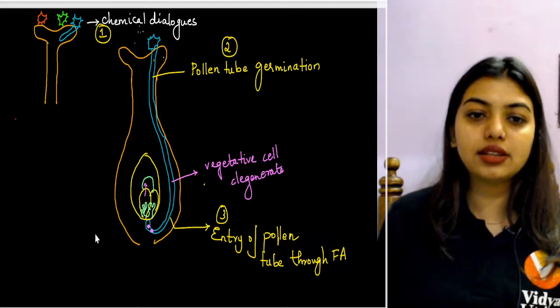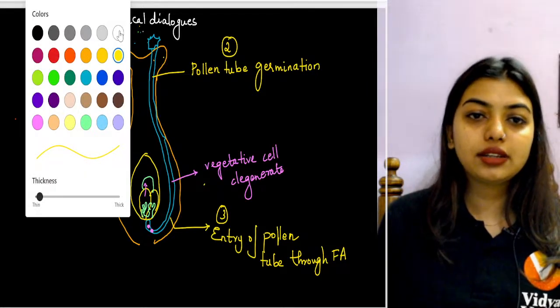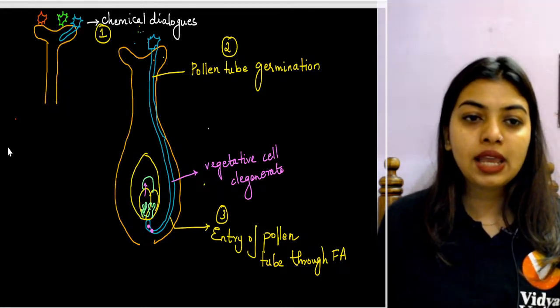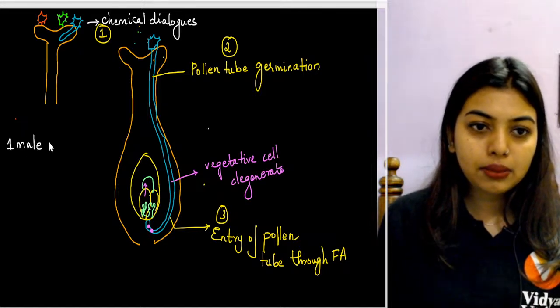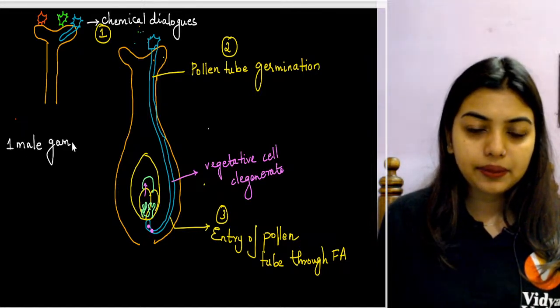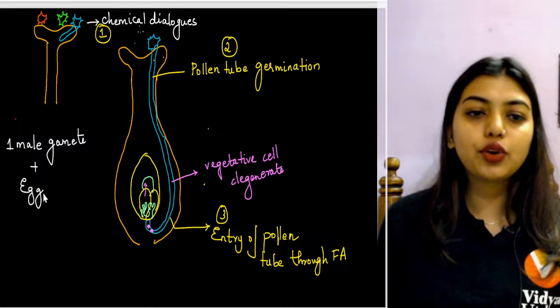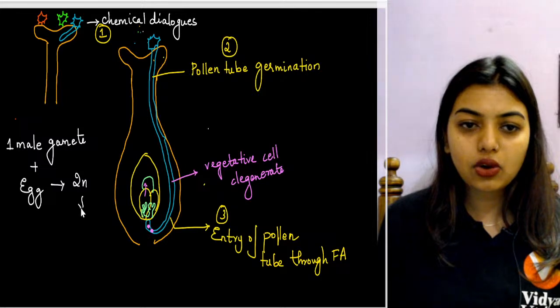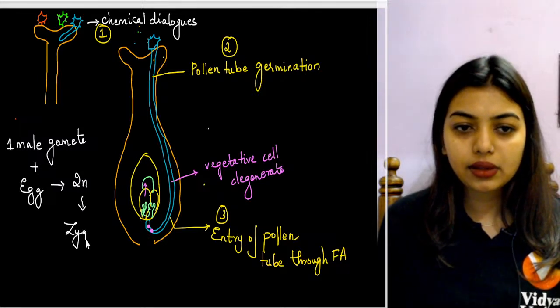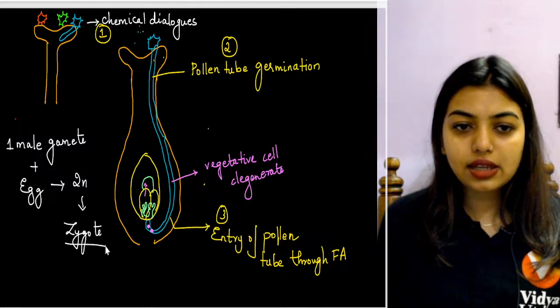After they enter the synergid, students, the next step is that one male gamete is going to fuse with the egg, and this will form a diploid cell called the zygote.